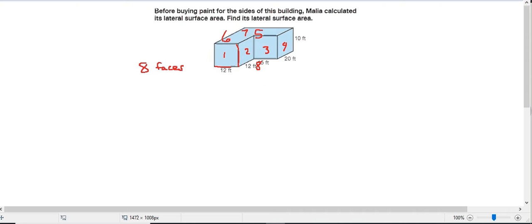the perimeter of the bottom. Okay? Find what's the distance all the way around this guy. Okay? Perimeter of the base. And then multiply that by the height, which is 10 in this case, right?